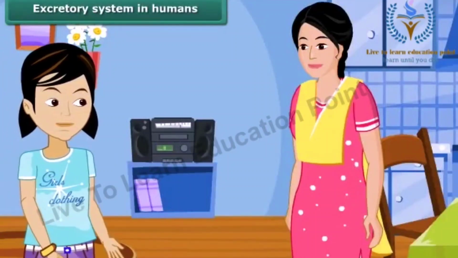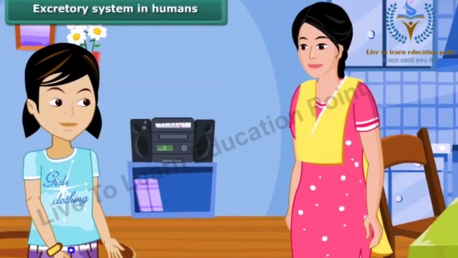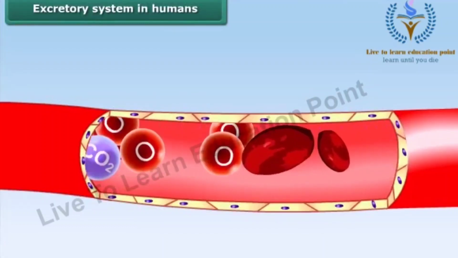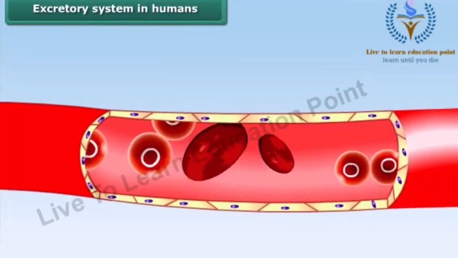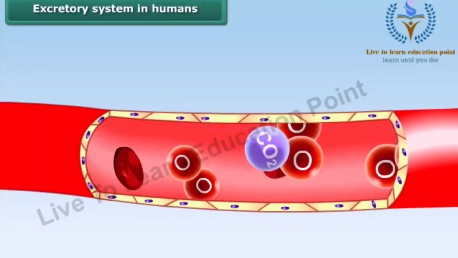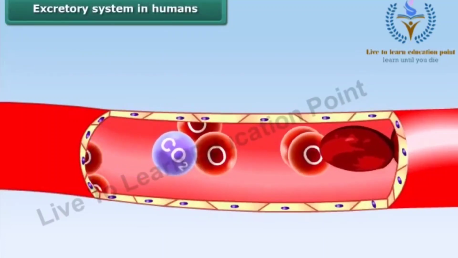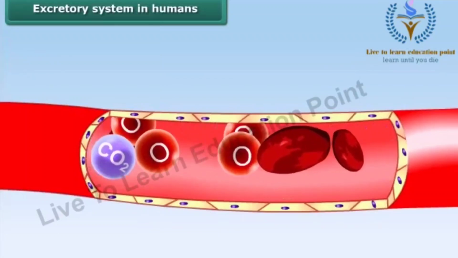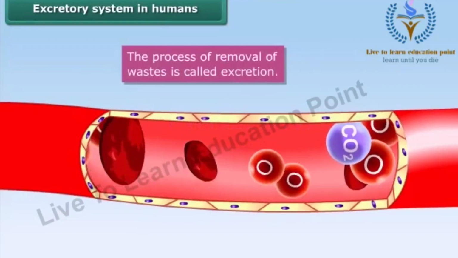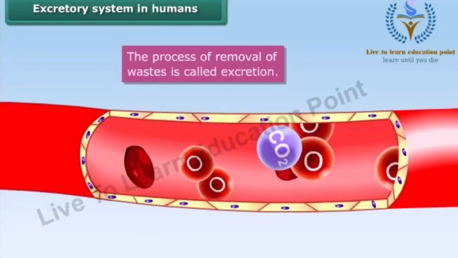Vinitha comes home after jogging. She is covered in sweat. Her mother asks her to take a bath. Why? Sweat is a waste that must be removed from the body. You just learned that blood collects waste from different parts of the body. These wastes are carbon dioxide, water, salt, urea and uric acid. They are the result of the metabolic activities of the body. Since they are toxic, they must be removed from the body. The process of removal of wastes resulting from metabolism is called excretion.